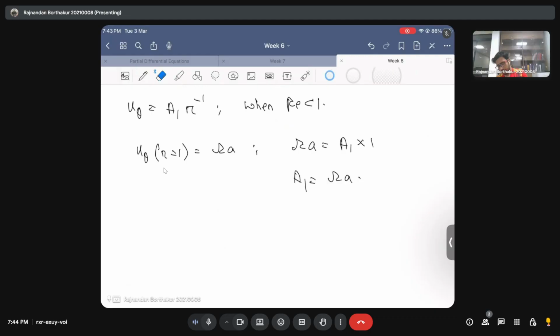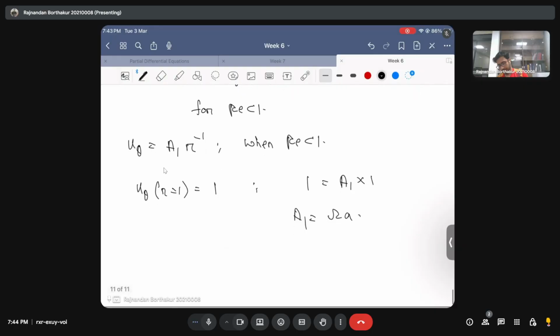Oh, sorry, a1 is just going to be equal to 1 because we are just doing this non-dimensionally. So this is 1, because this is just non-dimensional. So u theta at r equal to 1 is just 1, because remember u theta, the dimensional, is omega times a, and we have chosen the characteristic u theta c to be also equal to omega times a, which means that u theta is just going to be equal to 1. This means that a1 is just going to be equal to 1.